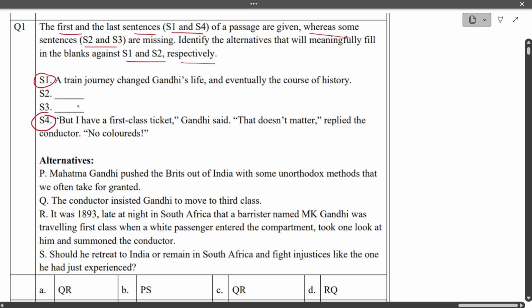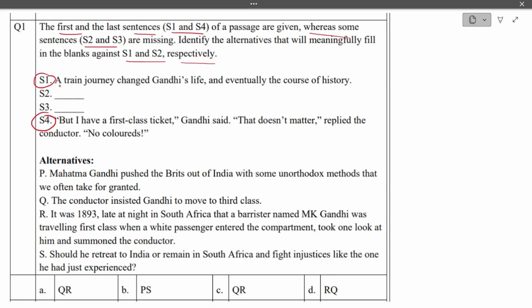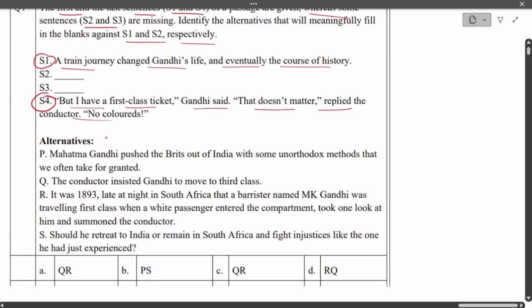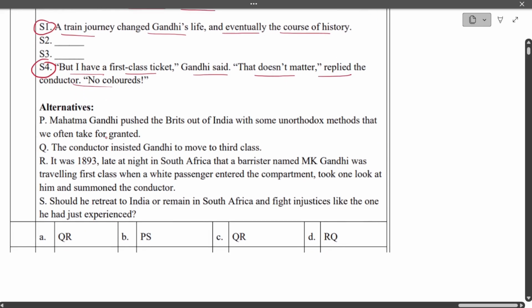Okay, so first let's read the statements which are already given, and then we will analyze what will come in S2 and S3. A train journey changed Gandhi's life and eventually the course of history. Okay, then we have sentence 2 and sentence 3, and the final sentence is, "But I have a first class ticket," Gandhi said. "That doesn't matter," replied the conductor, "no coloreds." Okay, so let's see. We have these alternatives.